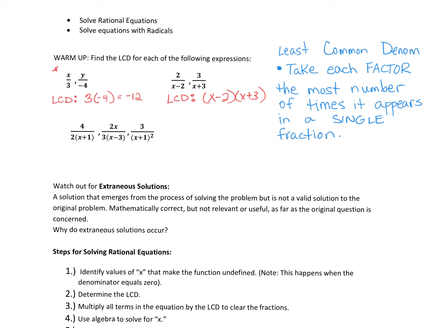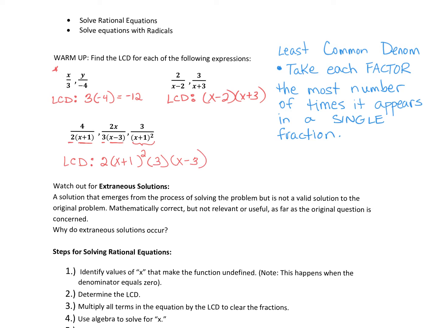In the next example, we have several factors. We have 2, we have x plus 1, we have 3, we have x minus 3, and this is just a repeat of the x plus 1. So when I find my least common denominator, 2 appears only once. X plus 1 appears in the first fraction once and in the third fraction twice, so we're going to take it twice. We also need the factor of 3, and then x minus 3 only appears once. So this is our least common denominator there.